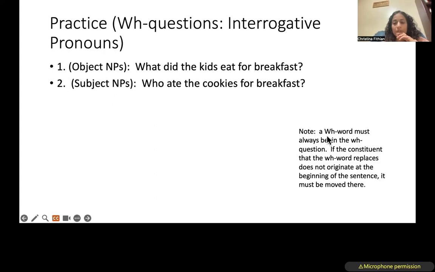So it's important to note, as I have down here, a WH word or phrase must always begin the WH question. If the constituent that the WH word replaces does not originate at the beginning of the sentence, it must be moved there. Okay, and that's something we need to keep in our minds when we start to practice these sentences.